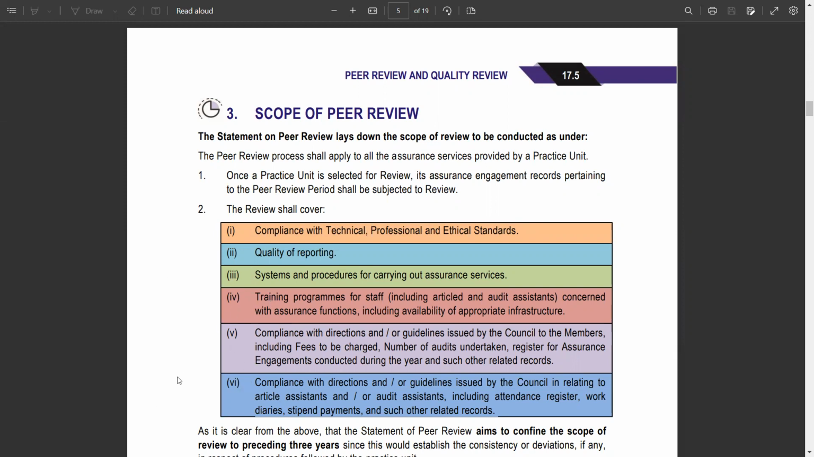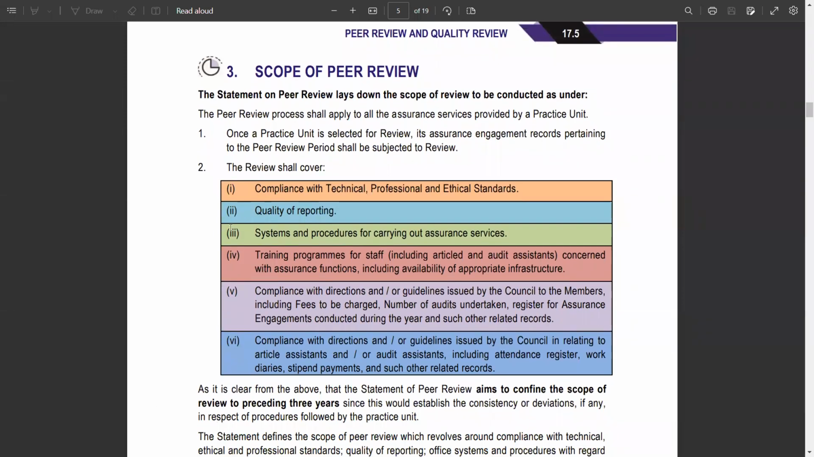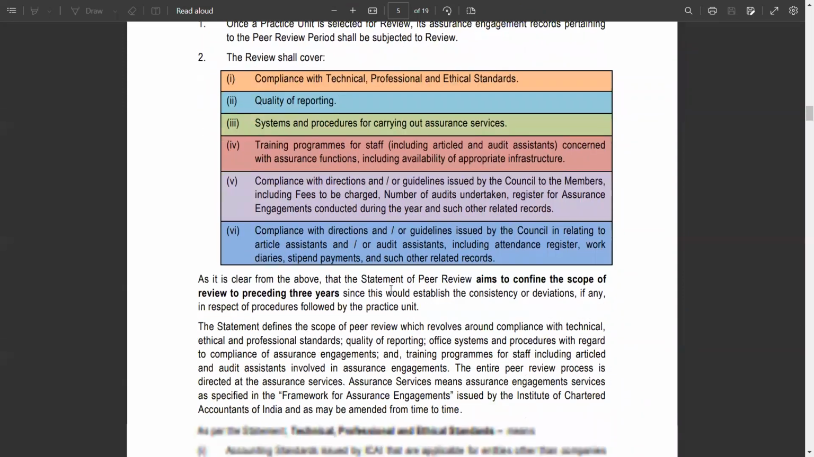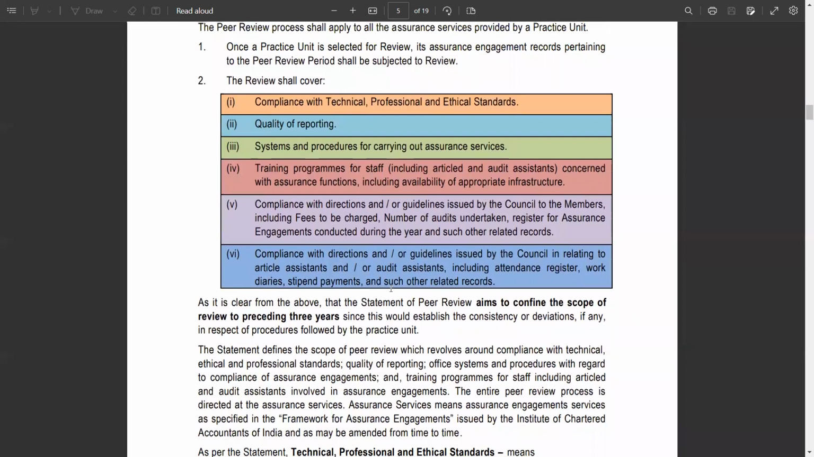There are 7 points more. So basically, these compliance, systems and procedures go hand in hand. The new point which you have to remember is the self-evaluation through the audit quality maturity module. Then we have the compliance with directions and guidelines, the training program and quality. Overall, we will achieve the quality of reporting by following all these points. So these are the scope of peer review.